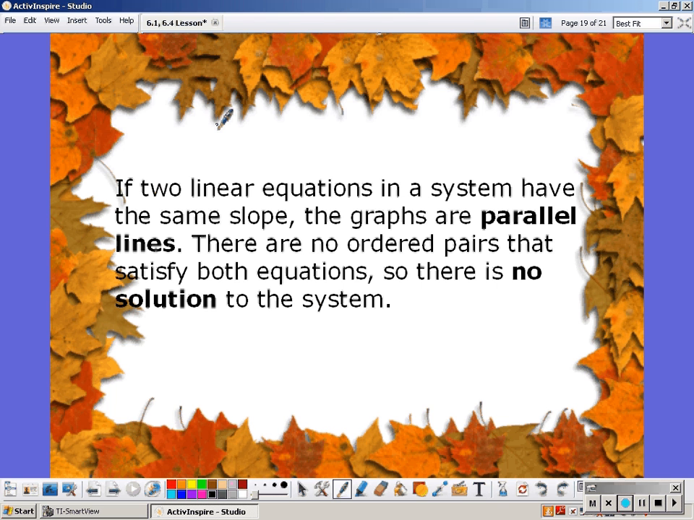If 2 linear equations in a system have the same exact slope, then they're parallel. And remember, parallel lines never intersect, so they wouldn't have a solution. So if you had a graph and you had 2 parallel lines, let's say one goes like that and one goes like that, well, they're never ever going to intersect, so parallel lines have no solution.